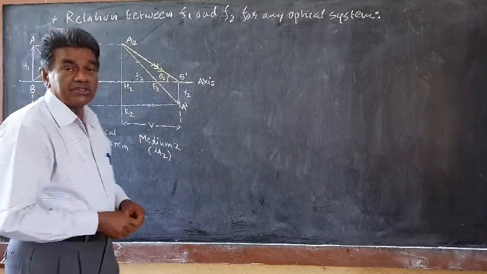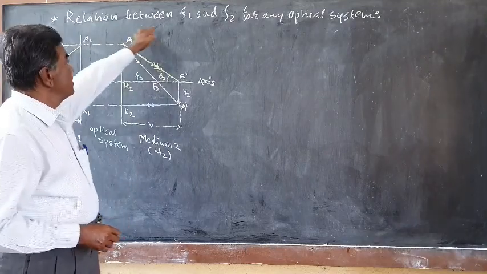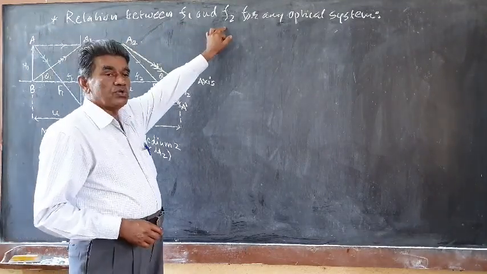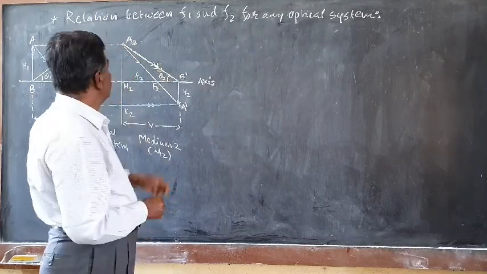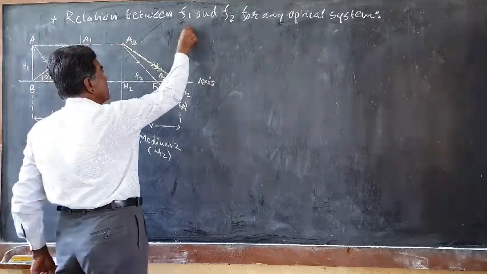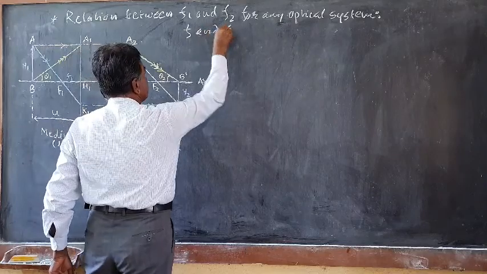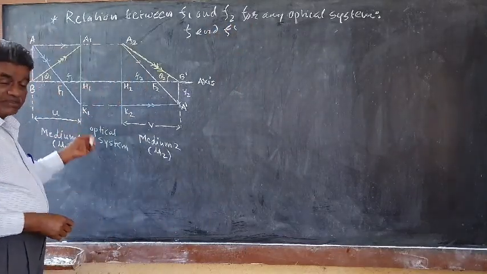Hello students, today we are going to derive the relationship between the first focal length f1 and the second focal length f2 of the lens system in an optical system. The relation between f1 and f2, which can also be written as f and f dash, for an optical system. For this, consider this figure.